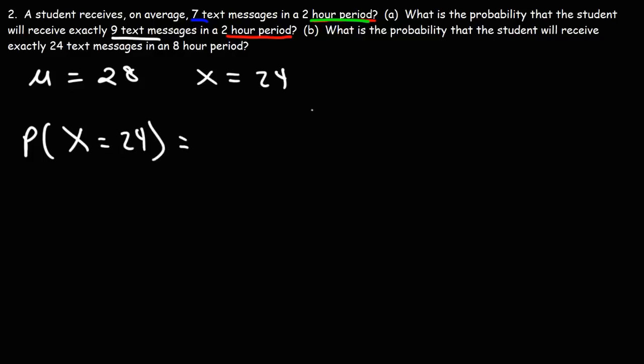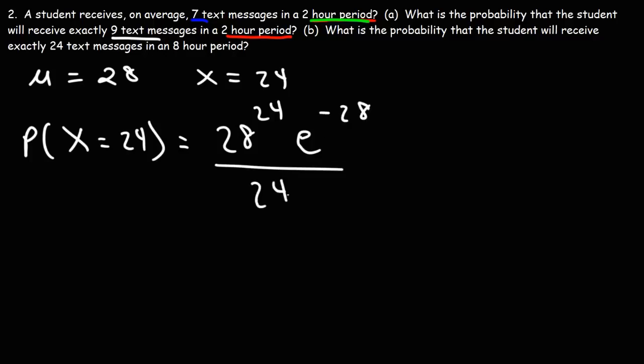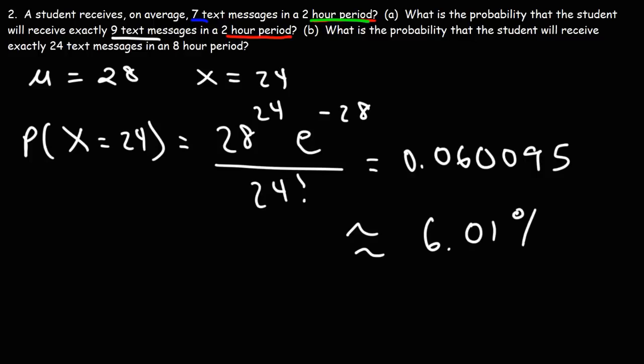That's going to be mu to the x. So that's 28 raised to the 24th power times e raised to the negative mu, which is 28, divided by x factorial. And so that's going to be 24 factorial. And the answer I got is 0.060095. So it's approximately 6%, or you could say 6.01%. So that's it for question 2 of this video.